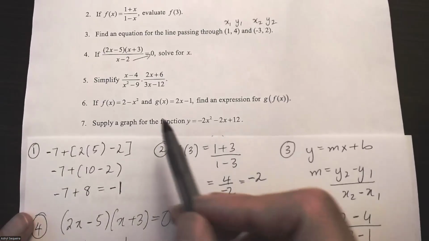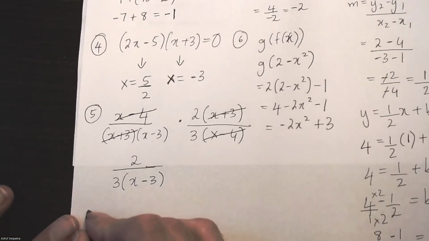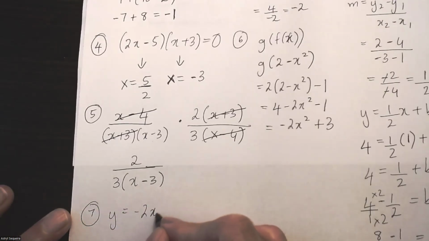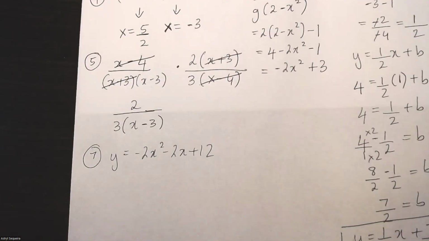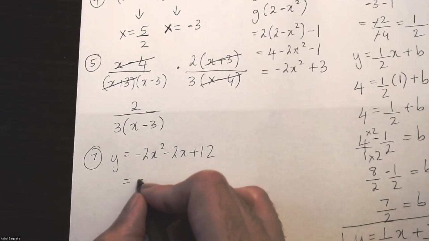Question number 7 says to supply a graph of this function over here. So this is a quadratic equation. And in order to supply a graph for this function, we need to factor it. So let's start by common factoring out a 2.